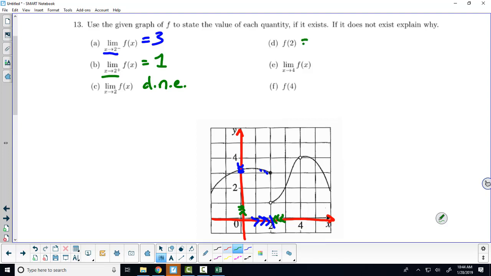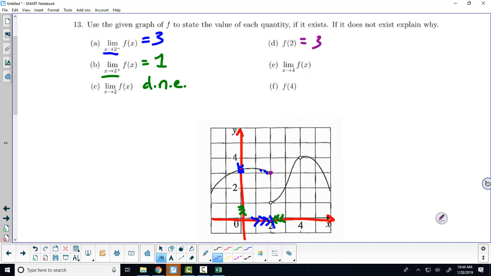The next question says, find f of 2. What is f of 2? 3. Let's pick another color here. F of 2 is equal to 3. Why is that? Because that's the point that's included on the graph for the corresponding domain value of 2.